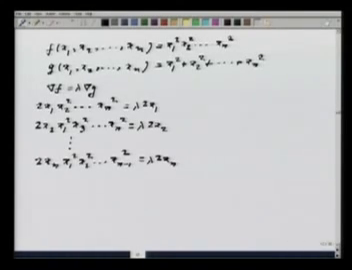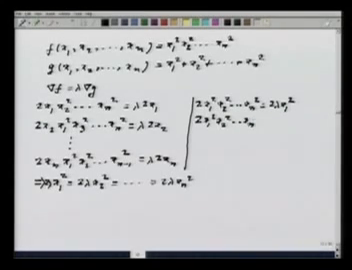Okay. Now after this, what I do is I multiply all these equations. The first equation I multiply with x1, the second equation I multiply with x2, and the last equation I multiply with xn. Once I do this, this implies that 2 lambda x1 square equals 2 lambda x2 square up to 2 lambda xn square.